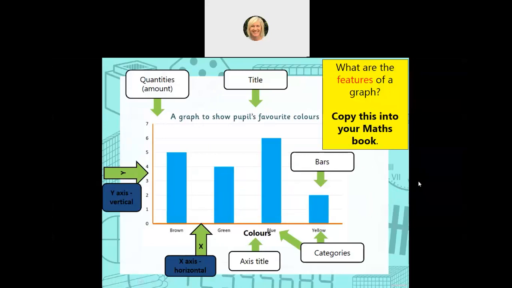This is your first job. What I want you to do is copy this graph into your maths book as close to the example that's in front of you as possible, because this gives us lots of information about the terms that we use to describe maths. So we've got the title, the quantities, the x-axis, the y-axis, the axis title, the categories, and in this case, because it's a bar graph, the bars.